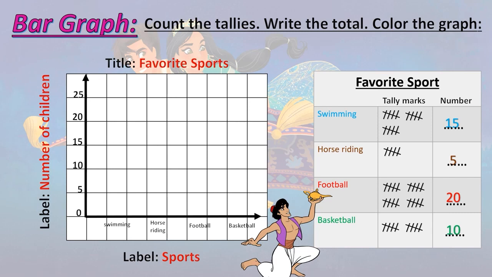Now I will go to my table. I have here swimming. How many children prefer swimming? I have 15. So I will go to swimming and shade the squares until I reach 15. Horse riding, I have just 5 children, so I will shade to reach 5. Football, I have 20 children, so I will shade the squares until I reach 20. So I have here a bar of 20 children. The last one is 10 children. So I complete here my bar graph.